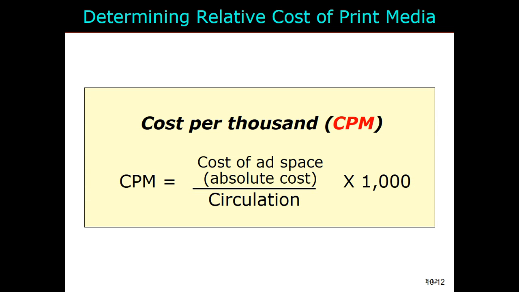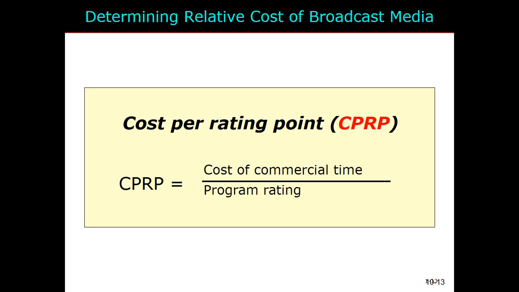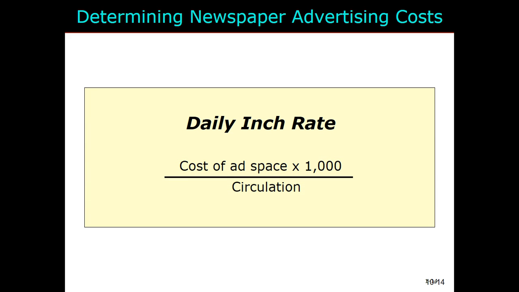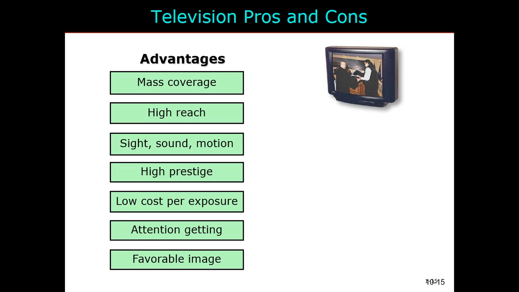And also, in determining the relative cost of print media, like comparing different newspapers, for example, you consider the cost per thousand, CPM. M is not million, okay? Cost per thousand: the cost of ad space, absolute cost, divided by circulation times 1,000. Then there's a cost per rating point. You should know how to calculate that, CPRP. And the daily entry rate: the cost of ad space divided by circulation. Okay?